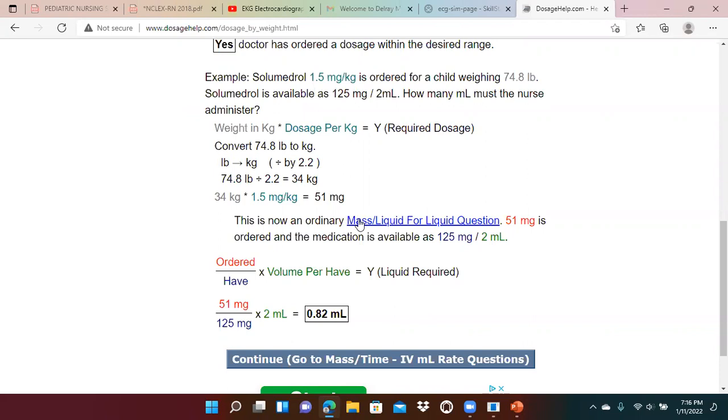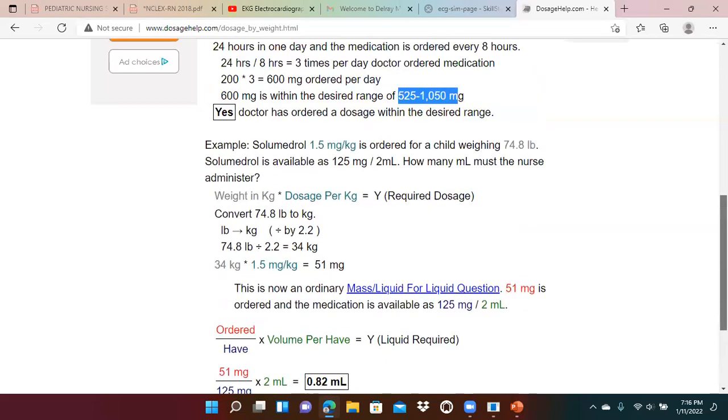When we get the total amount the doctor orders, we have to follow the mass liquid formula because it is mentioning liquid. So doctor's order 51, medication available 125, times volume per 2 ml equals the liquid requirement. So putting the two formulas together, we calculate the accurate answer: total doctor's order 51 divided by medication in hand 125, times 2 ml. The answer is 0.82 ml.